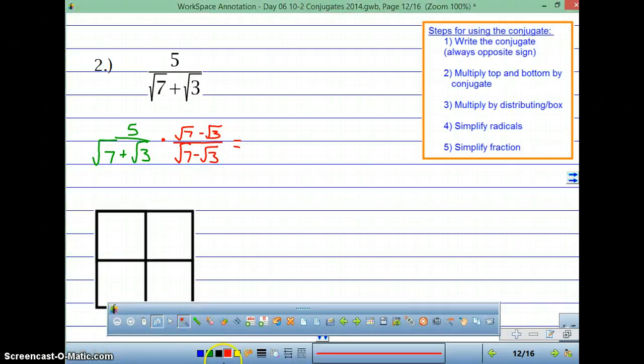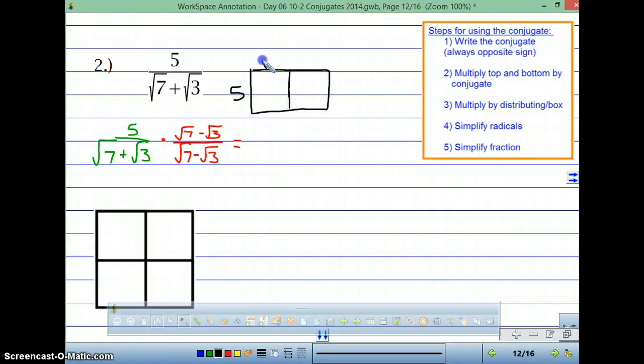First we make a box. 7 times negative root 3. This becomes 5 root 7. This becomes negative 5 root 3. Okay? 5 root 7 minus 5 root 3. Are there any like terms? No. Now we have to do the denominator.